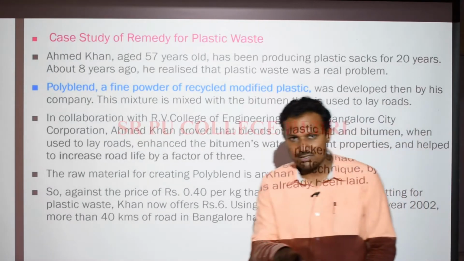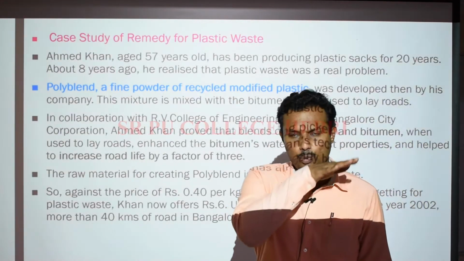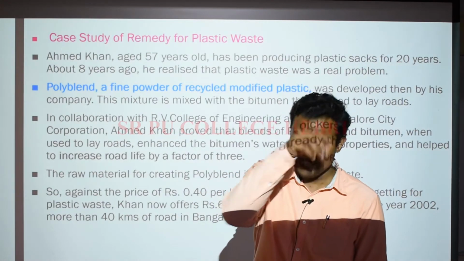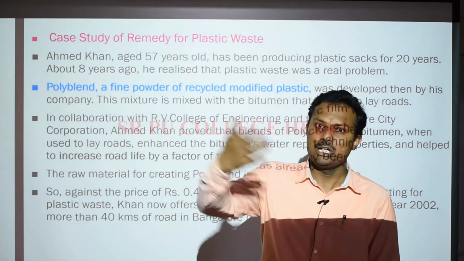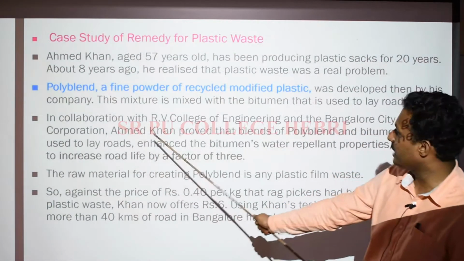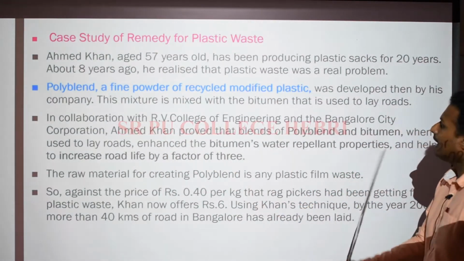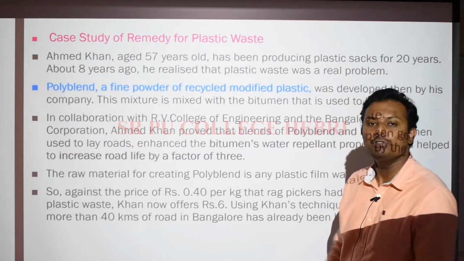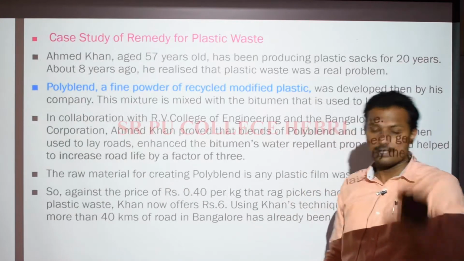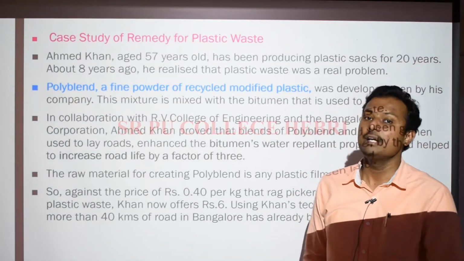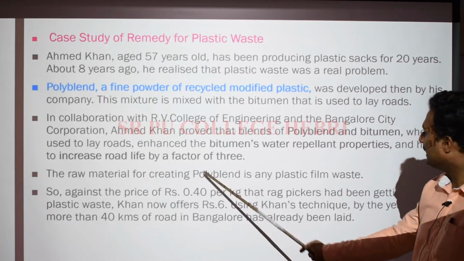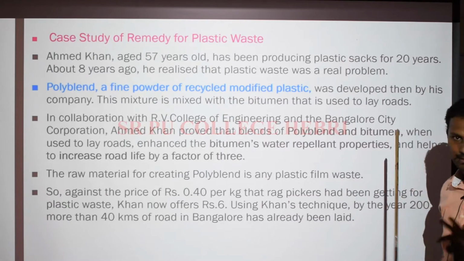If there is water logging capacity, water will not stand on the road, and water just runs off the road. That is how the quality of the road can be increased, and the durability of the road can be increased, right? So Ahmed Khan, in collaboration with RV College of Engineering and Bangalore City Corporation, proved that plastic waste in the form of polyblend can be successfully and effectively utilized in making roads. The raw material he used was only polyblend of any plastic waste, plastic film waste.